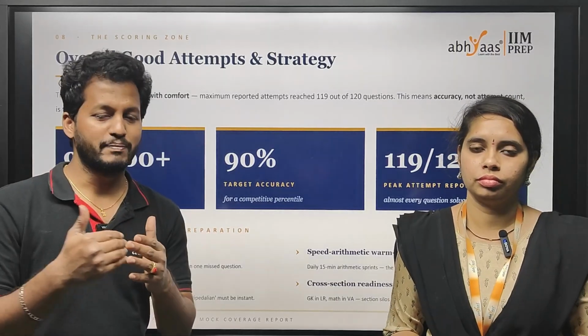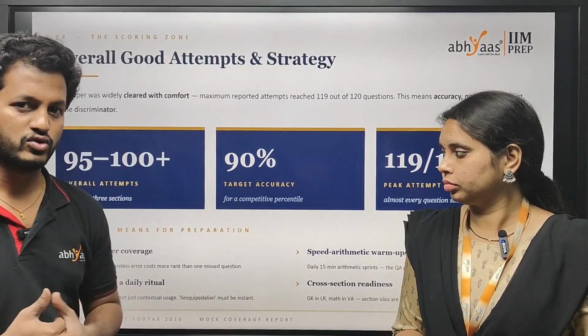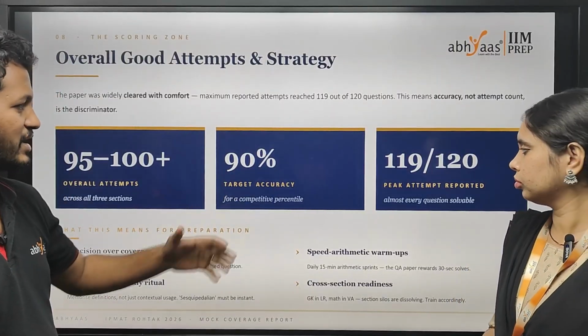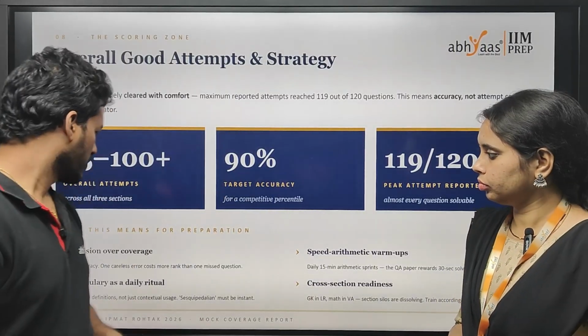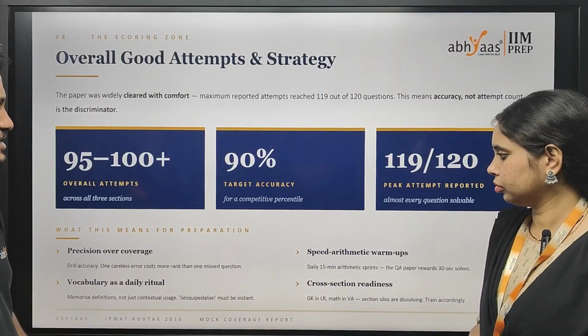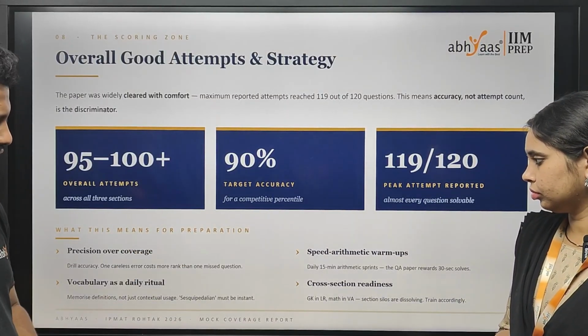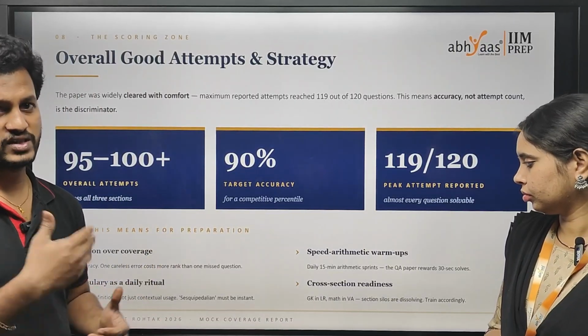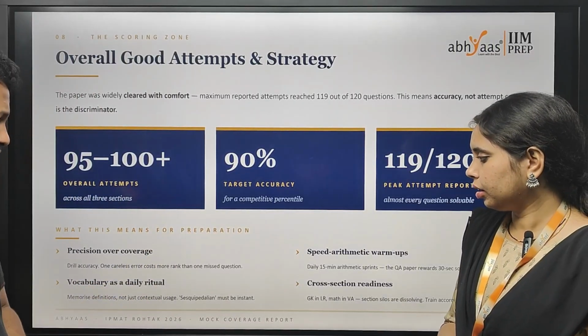It depends on the overall attempts throughout India. So we take 100 plus as a good attempt, and if you have 90% test accuracy, that's good. Precision matters a lot in this examination. And as I said, speed arithmetic warm-ups are the only thing that you can do for next year, and vocabulary drills also.